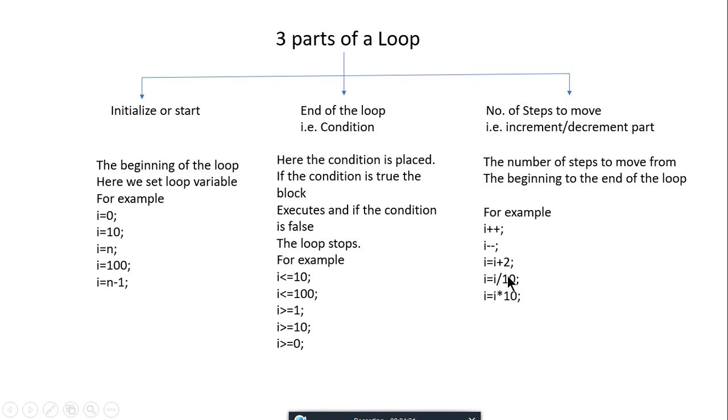But make sure that this increment or decrement part makes you closer to the end of the loop. For example, you are starting from 10. This part will be such that it goes nearer to 100. Let's say 10 to 100. Then this part should be such that you go from the beginning to the end, nearer at every step. Okay.